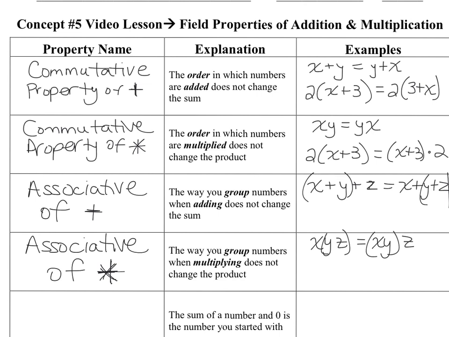So a helpful thing that I try to remember between commutative and associative is commutative is changing order, and commutative starts with CO, which is change order. And then associative is grouping. And if I'm associating with you, I'm like hanging out with you. We're kind of grouped together, right? And so associative is grouping numbers together. All right?